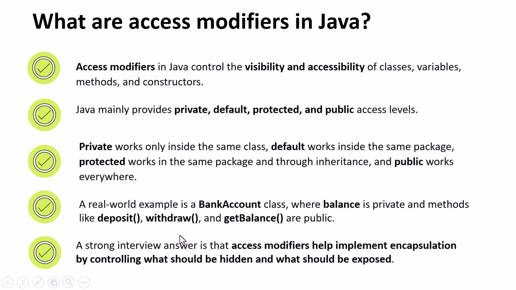The main benefit of access modifiers is security, maintainability, and better design control. They help us decide what should be hidden, what should be shared within a package, and what should be available to the outside world. So the best interview answer is this. Access modifiers in Java control the visibility of classes and members, and they help implement encapsulation by deciding whether a member should be private, package level, protected, or public.